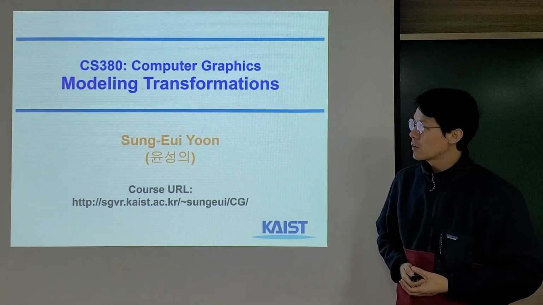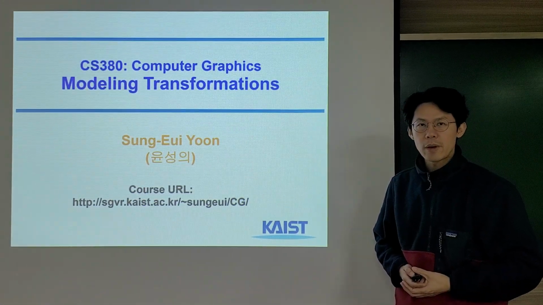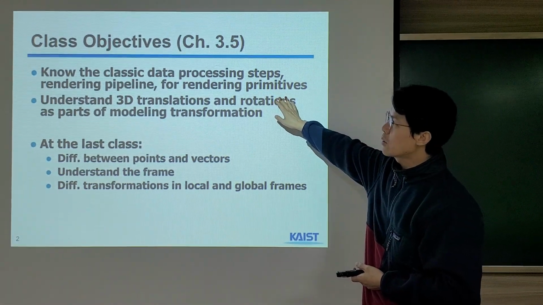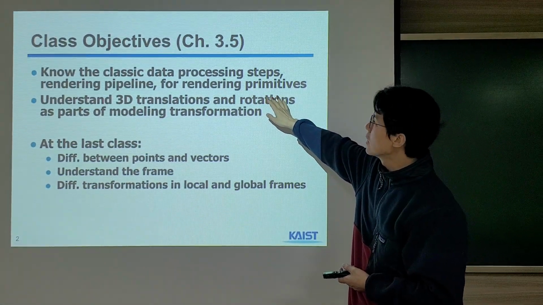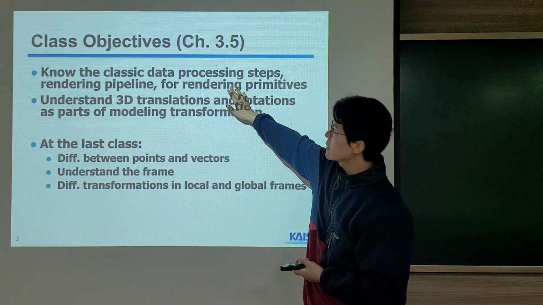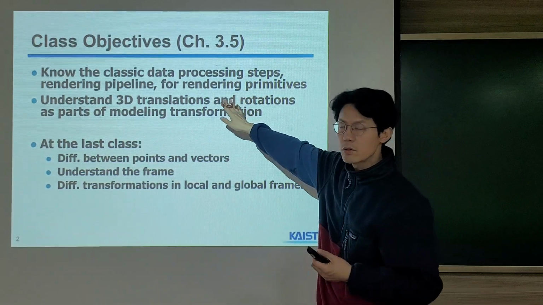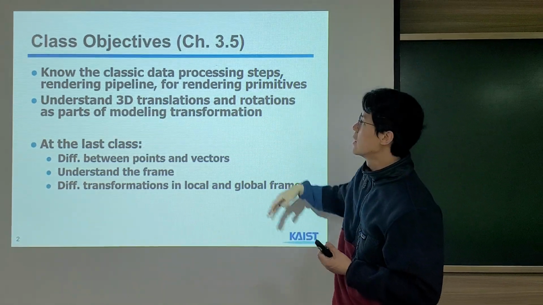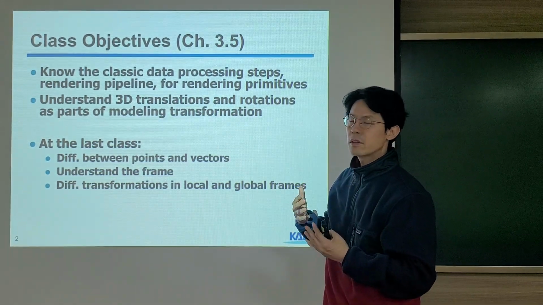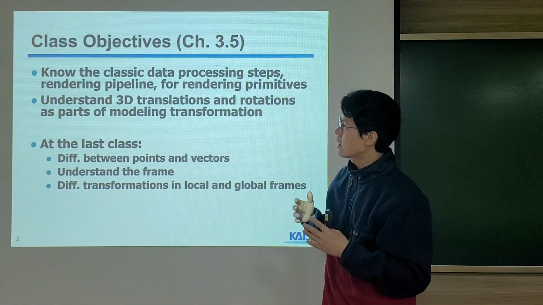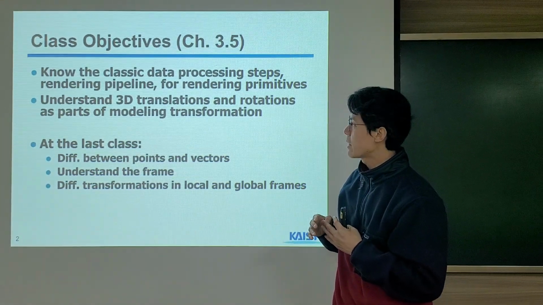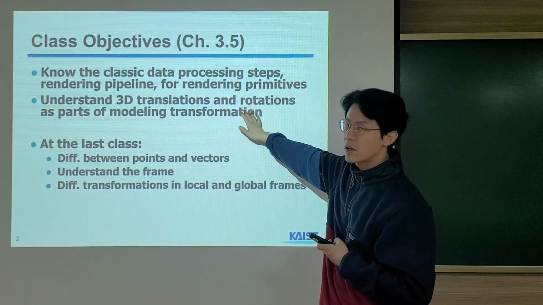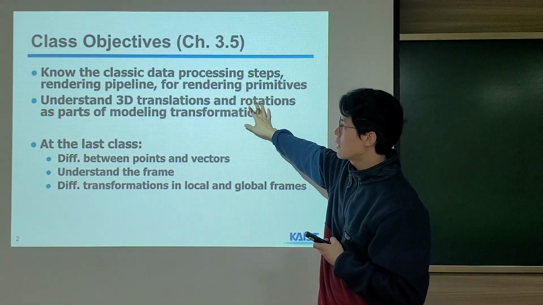Hello, today we will talk about modeling transformation. These are today's class objectives. I hope that at the end of this lecture material, you can understand some of the class of data process steps, which is also known as the rendering pipeline for rendering triangles. Throughout the rendering pipeline, there are lots of transformations, including 3D translation and rotation as part of the modeling transformation. So we'll talk about them.